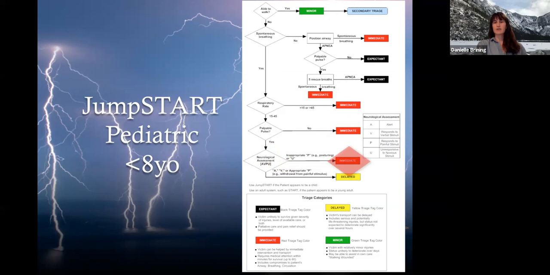If they pass all those, they get to the yellow delayed. So pretty similar, except for that checking for the pulse before labeling them black.